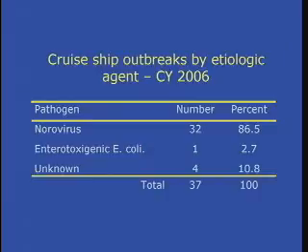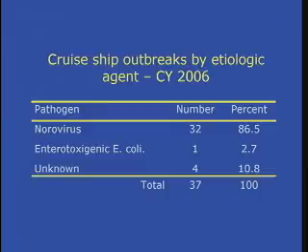Cruise ship outbreaks by etiologic or causative agent, calendar year 2006. Data that's recently published to our website indicate that the predominant pathogen that causes the outbreaks of acute gastroenteritis on board cruise ships is norovirus. Norovirus is also the predominant pathogen for land-based outbreaks of acute gastroenteritis.